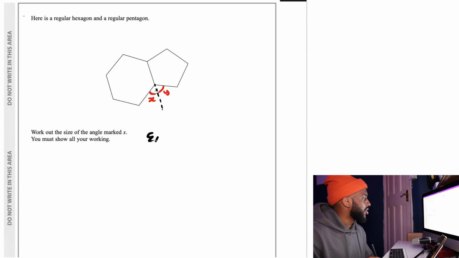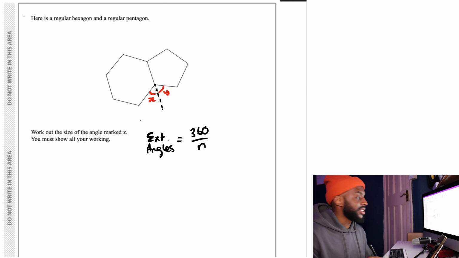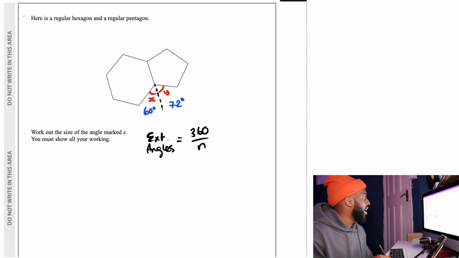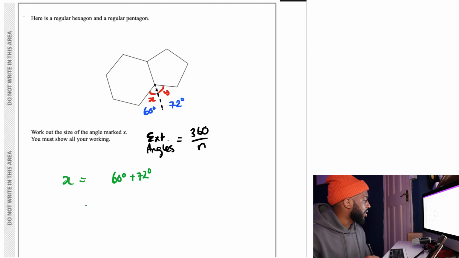The formula to work out external angles is 360 divided by the number of sides. And so to work out X, we're going to do 360 divided by 6, which is going to give us 60 degrees. And then for the shape on the right, the pentagon, we're going to do 360 divided by 5, which gives us 72 degrees. And then we add together 60 degrees and 72 degrees to find the original X value that they asked for. And that gives us 132 degrees.